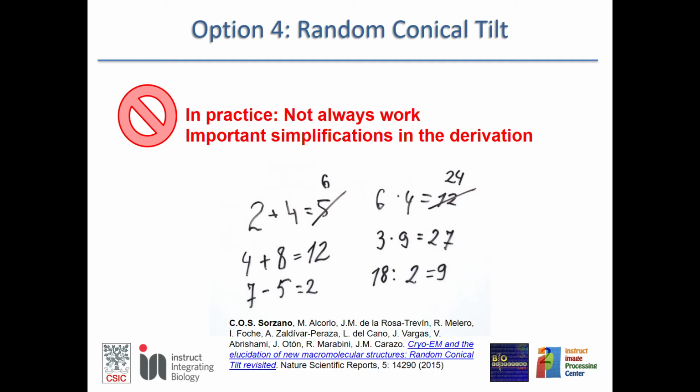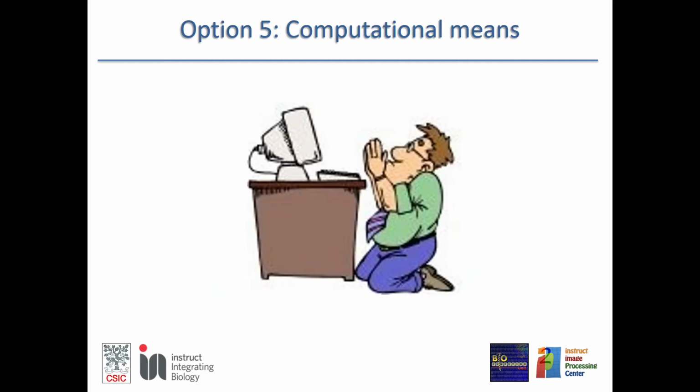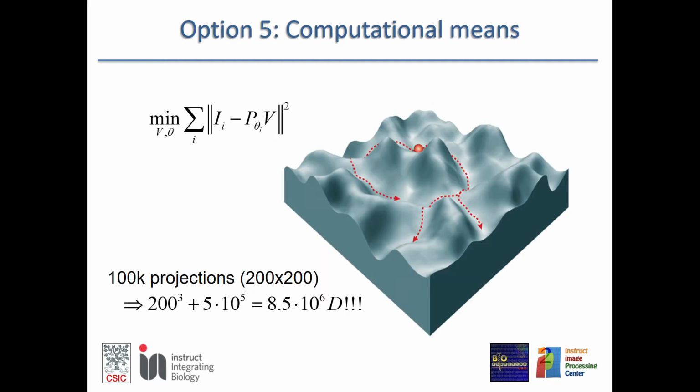then we were able to make very nice random conical tilt reconstructions with very few projections. Okay, the final way, and it is the way that it is currently done, is by computational means. So try to devise algorithms that are able to produce from the set of images a suitable initial volume.